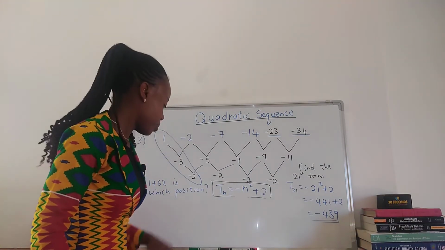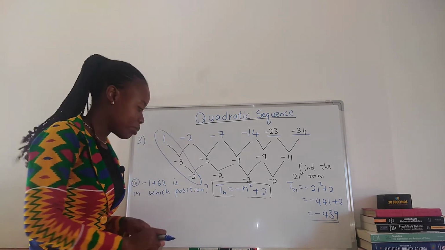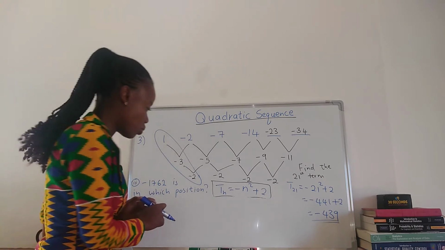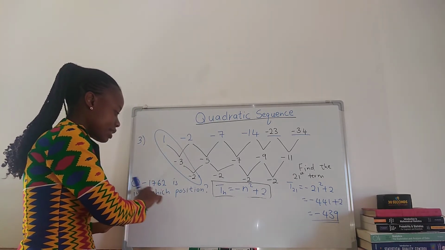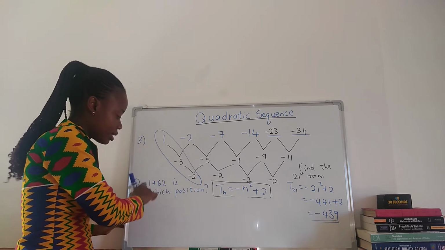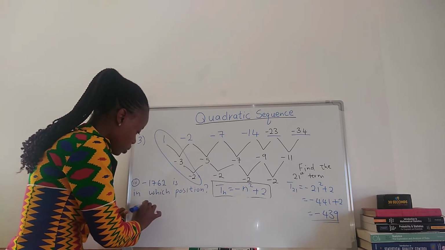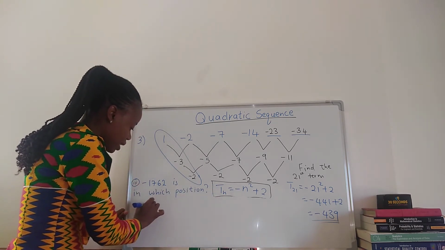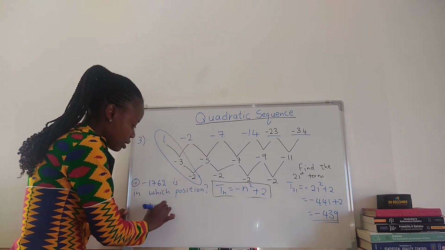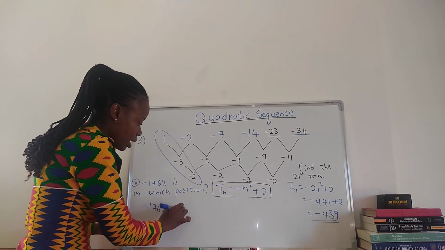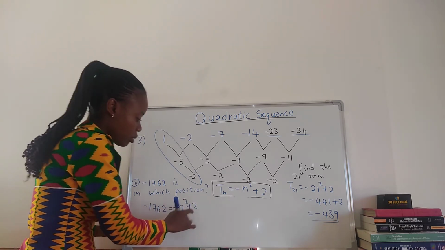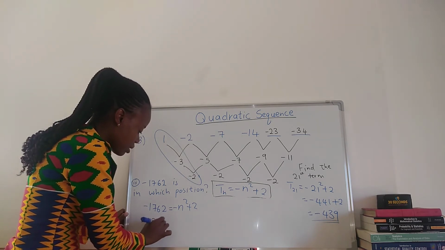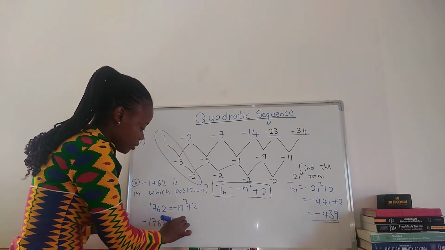Roman figure 3, we're going to find the position of negative 1762, okay? So this is the nth term answer, okay? So we're going to substitute this here. We're going to have negative 1762 equals negative n squared plus 2, okay? We subtract 2 both sides. We're going to have negative 1764 equals negative n squared.